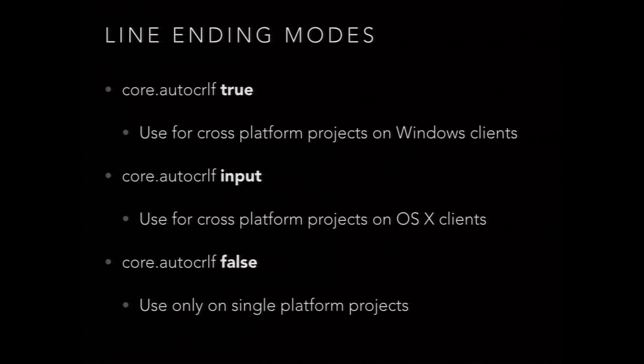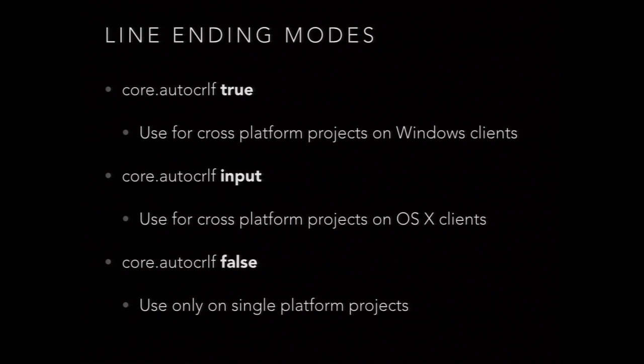So it depends on the operating system, and there are some screens following to show you how to configure this. For the command line folks, for folks using GUI apps, the GUI will do this for you. But there are basically three different settings. True tells Git to do autocorrection of CRLF, and that's what I was just talking about, using it for cross-platform projects on Windows clients. So if you have an OS X project and a Windows project, this would be used on the Windows clients. This is the setting you would use there.